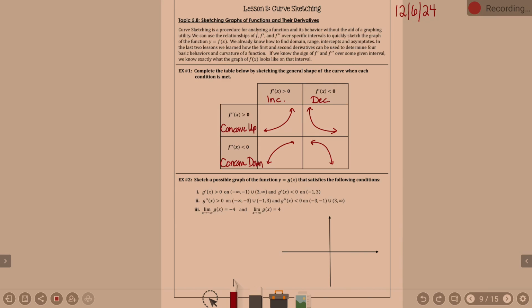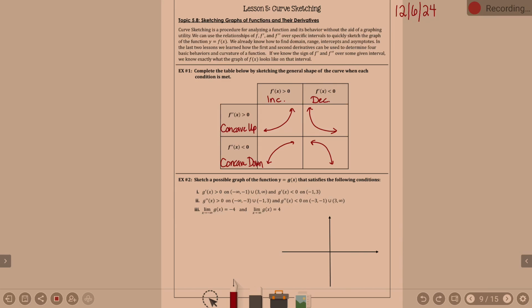Okay, guys, those are pieces. As we go to sketch a curve, you have to be able to put together, okay, on this interval it's increasing and concave up, or whatever. Okay, so example 2. Sketch a possible graph. Notice it says possible graph. Are all the graphs going to have to look exactly the same to meet the criteria? No. So sketch a possible graph that satisfies these conditions.